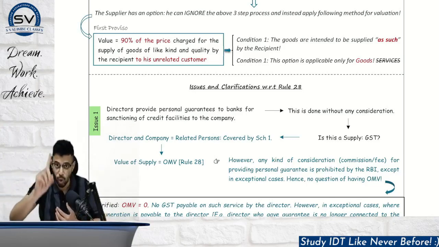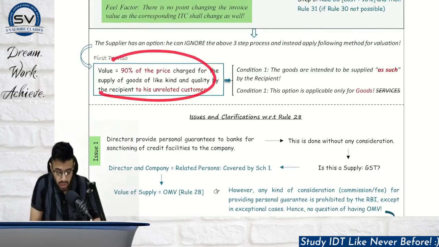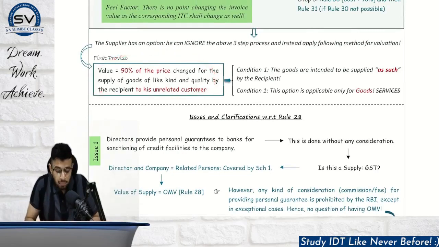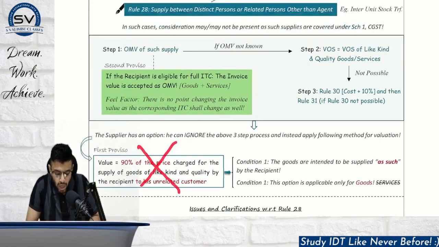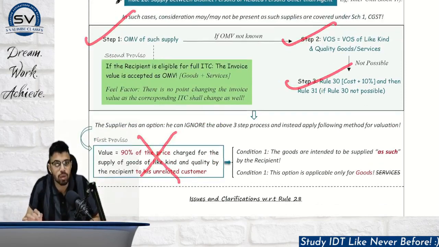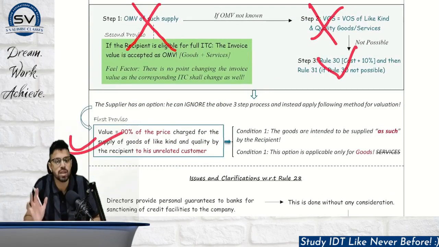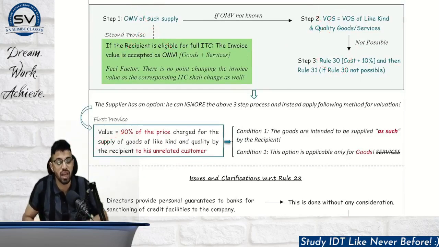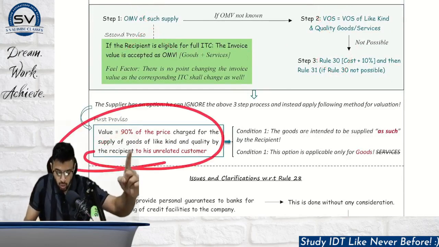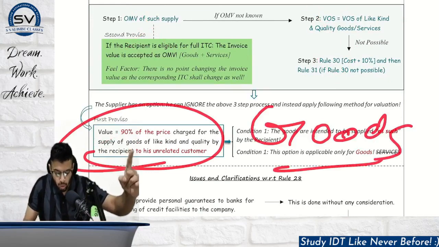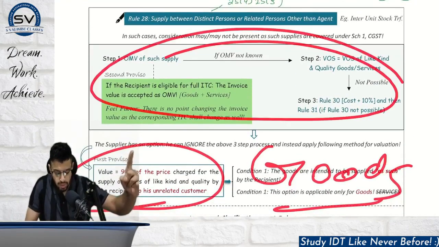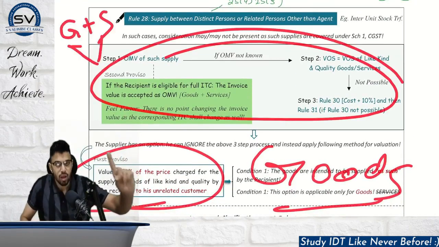Now, point to be noted, this option is additional. The supplier may say, I don't want this option, I will go with step number 1, step number 2, step number 3, or he may say, I want to ignore those, I will apply this particular option. This seems to be very simple administratively. Another point to be noted, this is only with respect to goods. The above box was with respect to goods plus services. I hope this is clear.